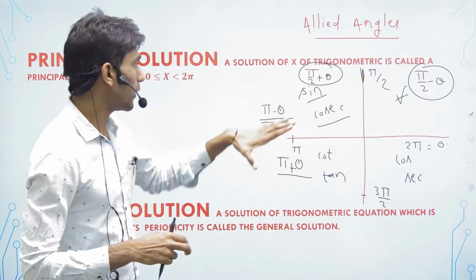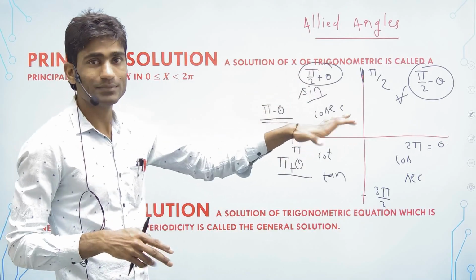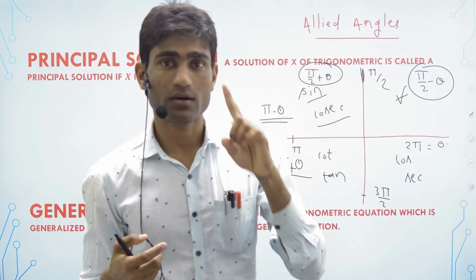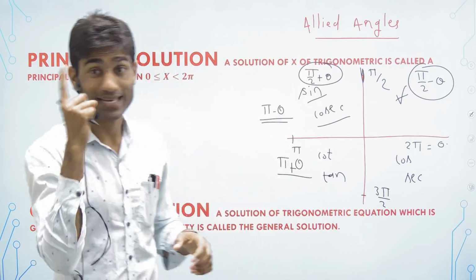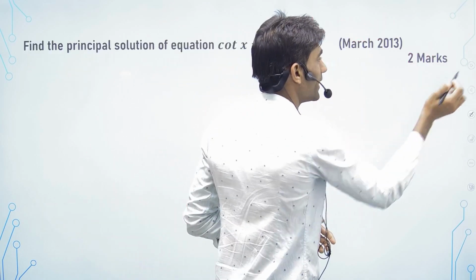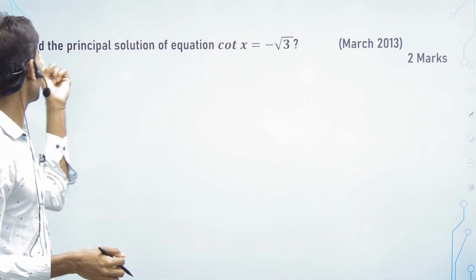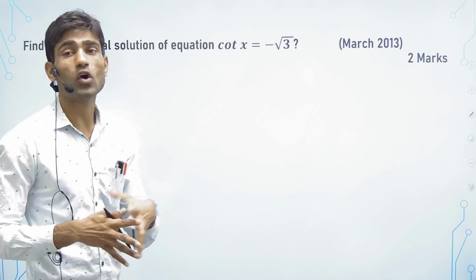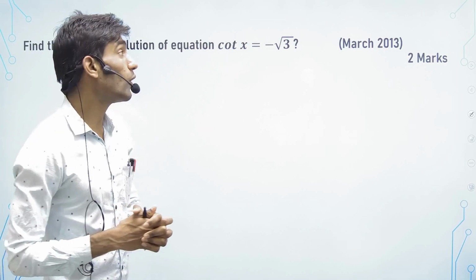I hope you all have understood these basic concepts. I will explain all of these concepts in more detail at the time of the examples. Okay, let's get started with our examples. We'll see this property in our example. So we have our first example: find the principal solution of the equation cot x equals negative root 3.